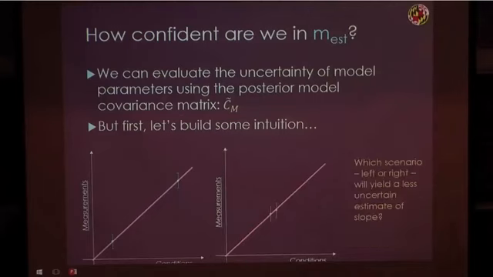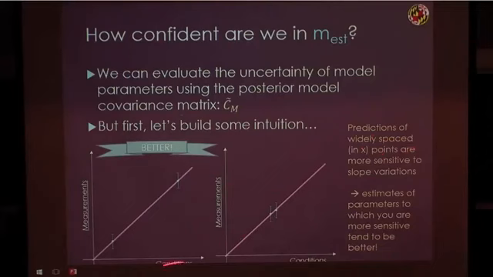The next question we might have is the following one. So here we have, again, two even-determined problems. We have two data points. Here they're widely separated. Here they're closely separated, but they have the same uncertainty. Which scenario, left or right, will yield a less uncertain estimate of slope? Left. Good. So the left is correct. And why is that the case? Why were you so quickly able to answer this question?